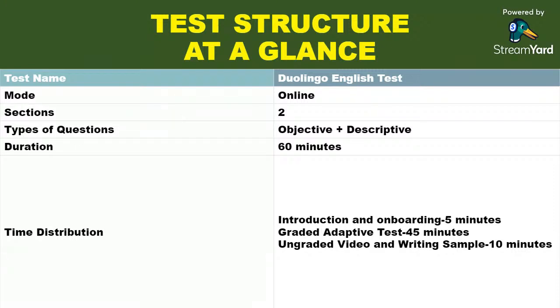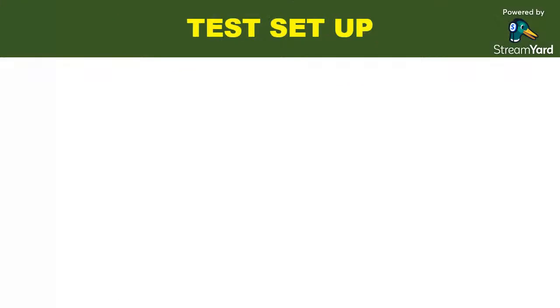Then the time distribution is as follows. The first section is for introduction and onboarding, and it will take 5 minutes. The next section is the graded adaptive test, which will take 45 minutes. And the last section is the ungraded video and writing sample, which will take 10 minutes, okay? That is the structure of the test. So let's now go ahead and look at the test setup.